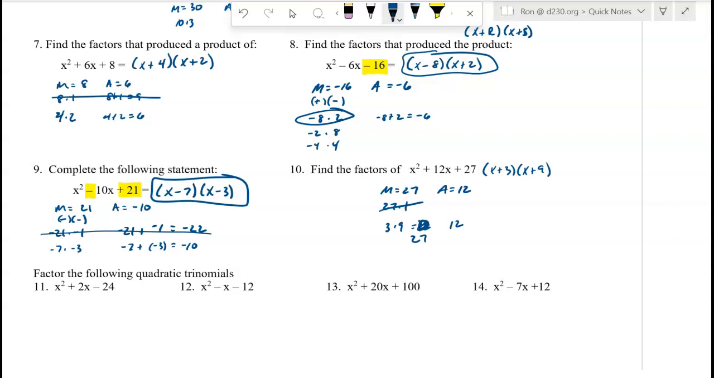Now, just to let you know, anytime you're factoring, you can switch the order of the binomials. So another answer here could be (x + 2)(x + 4). That would be acceptable. Here, (x + 2)(x - 8) would be good. In this case, (x + 9)(x + 3) could also be an answer. Any of those could be an answer.